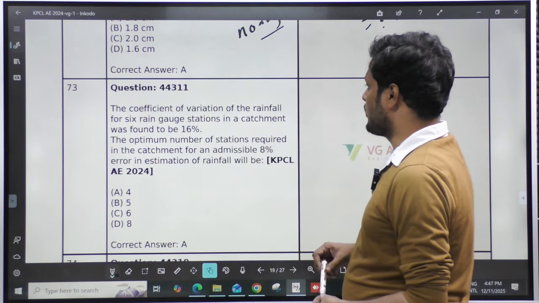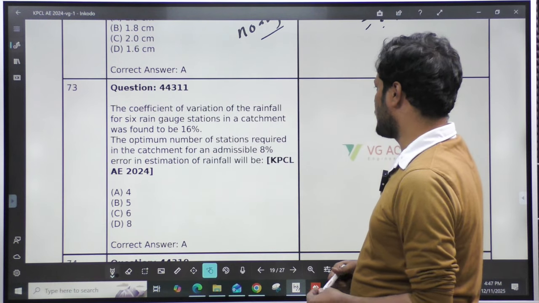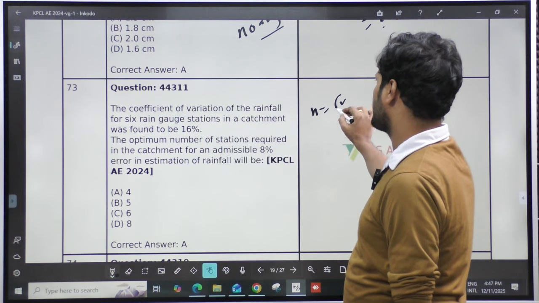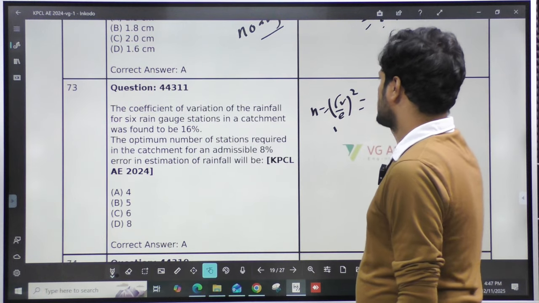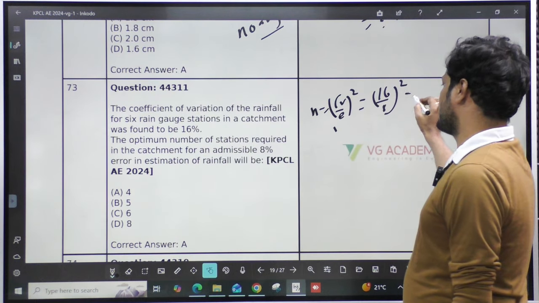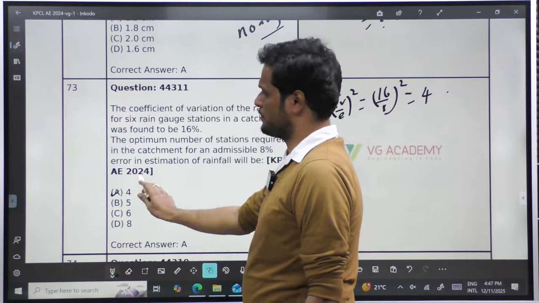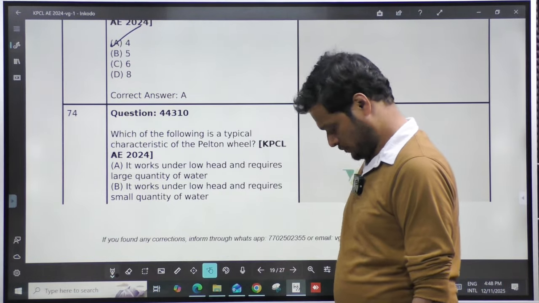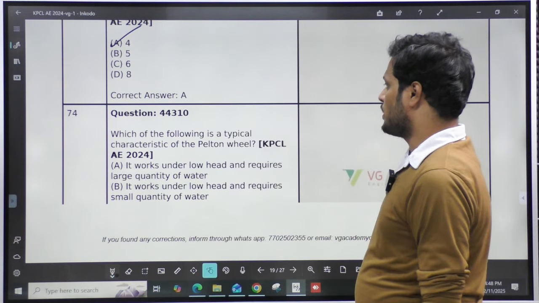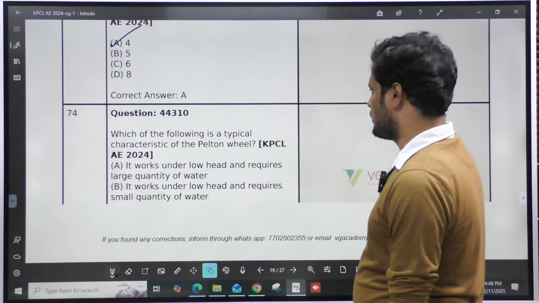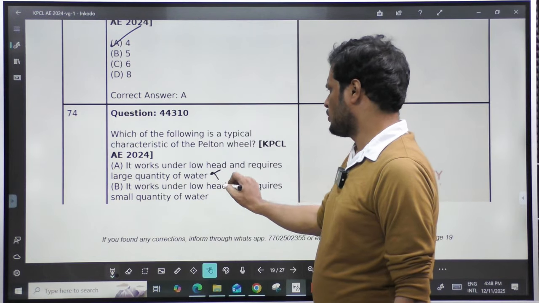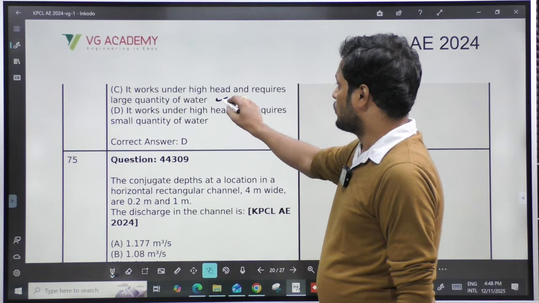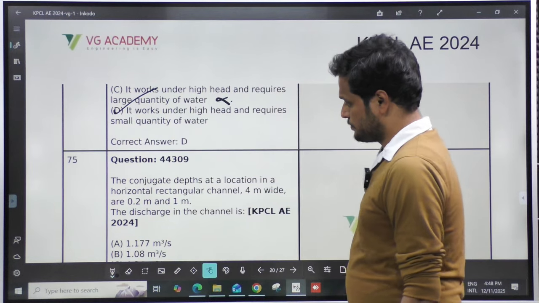Coefficient of variation of rainfall, so CV is given, optimum number of stations for admissible error of 8%. N is equal to CV by E whole square. So 16 divided by 8 whole square, 4. Direct formula. Which of the following is a typical characteristic of a Pelton wheel? Pelton wheel means high head, low head, low head. High head more discharge, high head and less discharge. D.